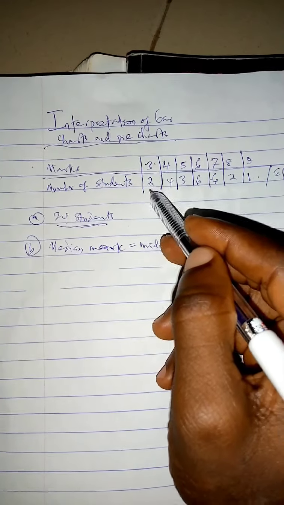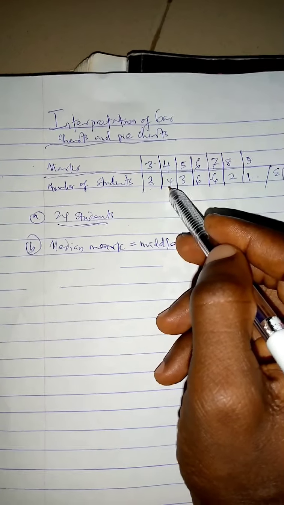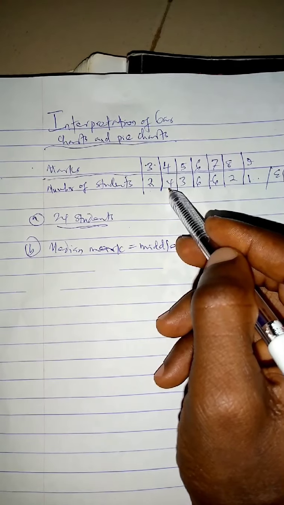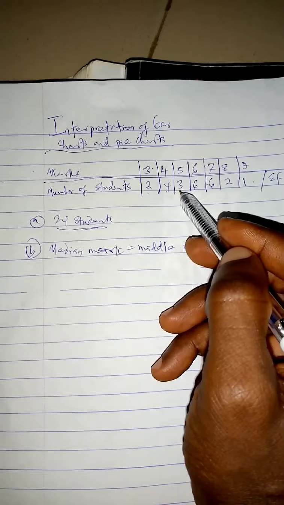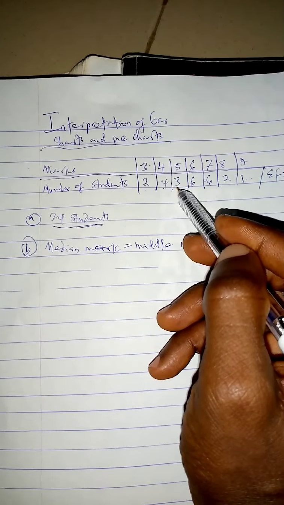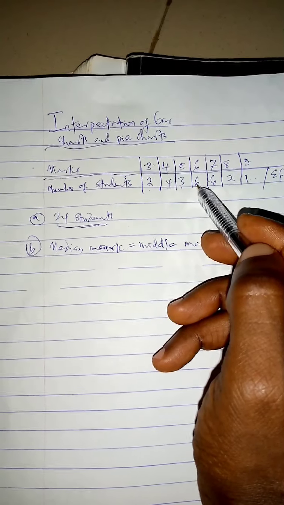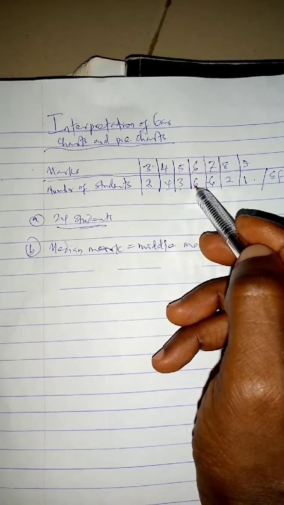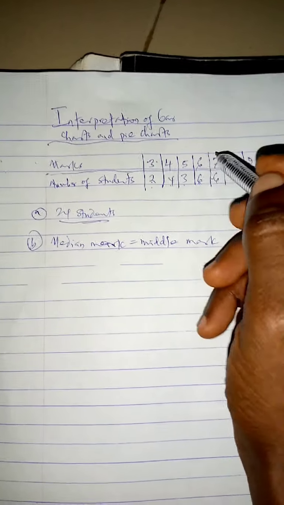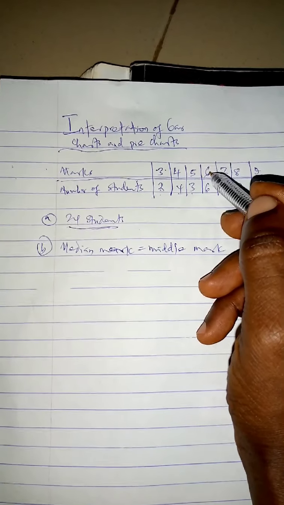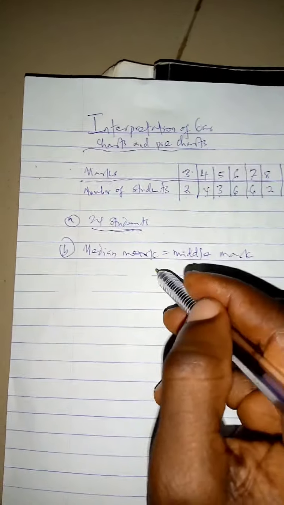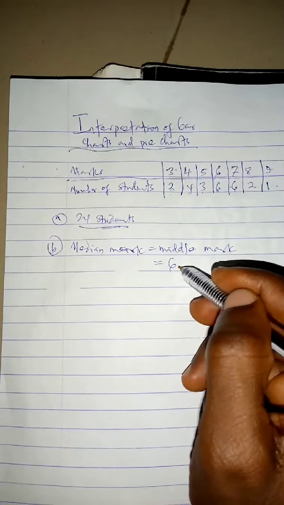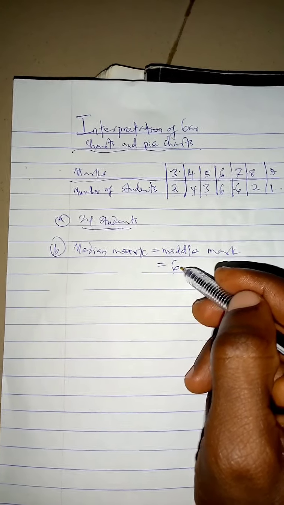And when you do that, you say 2 plus 4, which is 6. I'm going to 12. I've not gotten to 12. 6 plus 3, 9. I've not gotten to 12. By the time you add 6 to 9, you will have 15, which is even more than 12. That means you've gotten to 12 and exceeded 12. And that mark is this 6 you have here, and that will be your middle mark. So the middle mark is 6.